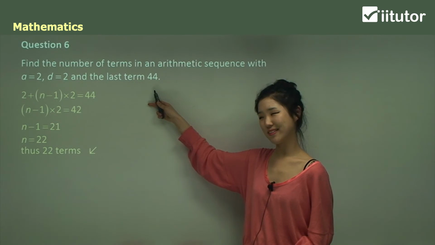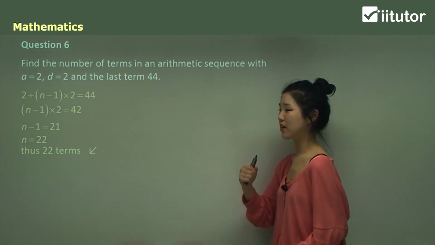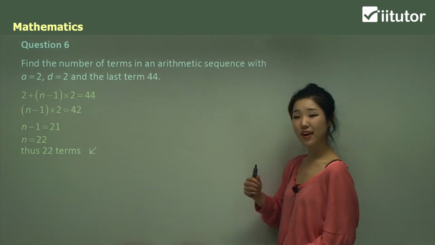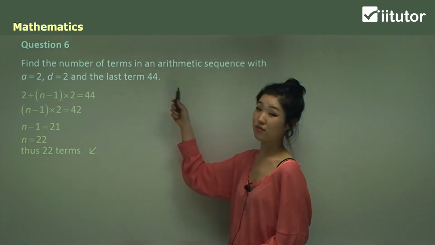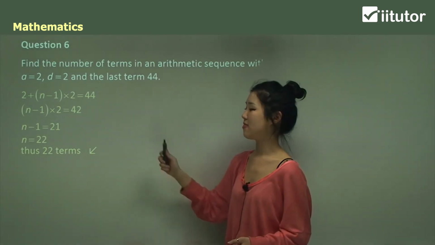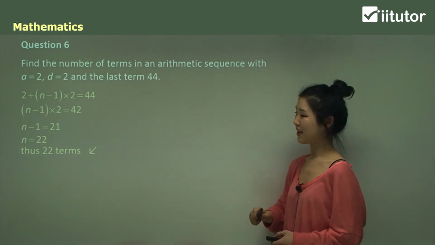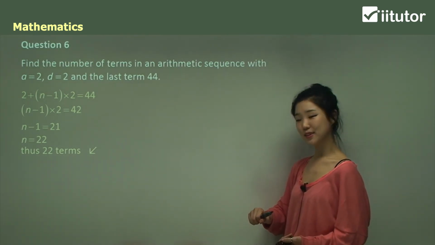I hope you understand what I'm saying there. That's another important concept you've got to understand. So that's the answer to question 6. It's always asking us to find the number of terms in the full sequence. There are 22 terms. Alright, shall we move on?